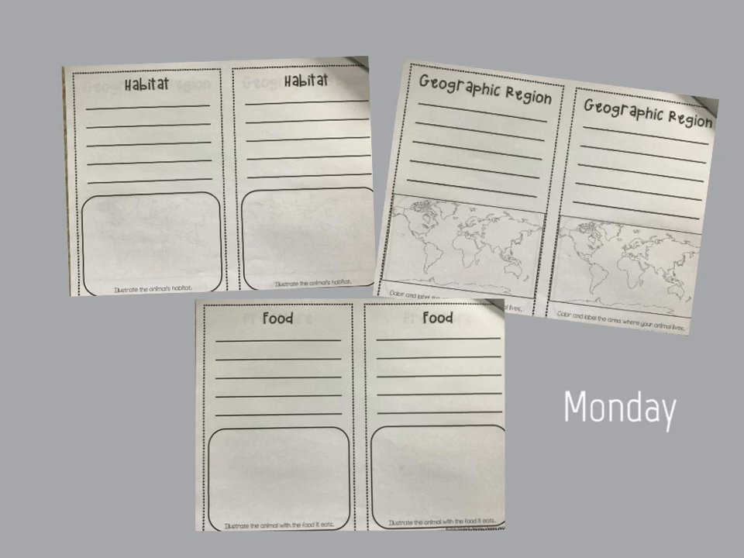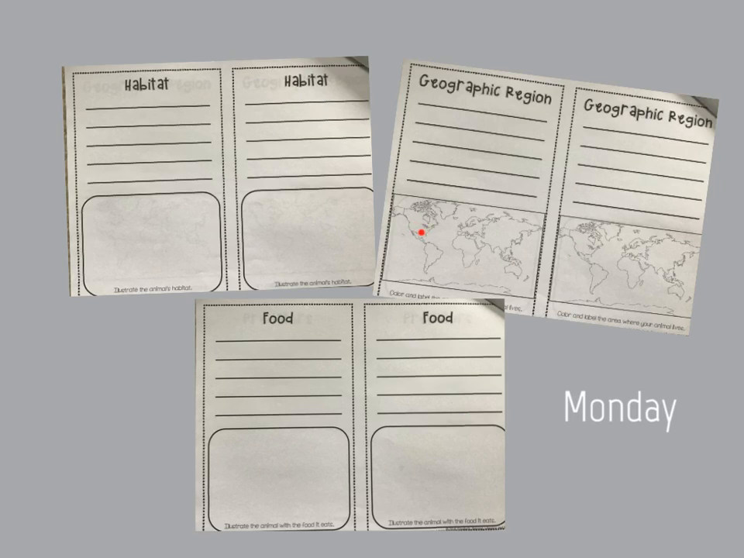The geographic region means where in the world does your animal live? Because think about when we learned about polar bears and penguins. Those animals don't live everywhere in the world. They only live in certain areas. So does your horse or your shark or whatever animal you are picking, where does it live on the globe?